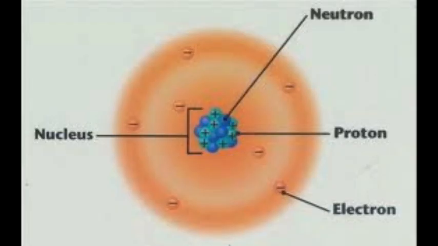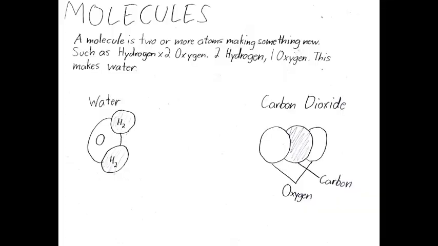Here we have another example of what an atom might look like. A molecule is two or more atoms making something new, such as H2O: two hydrogen atoms, one oxygen. This will make water.